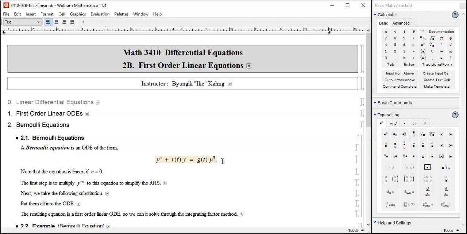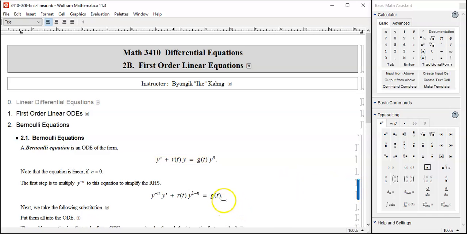How do you do that? The first step is to get the standard form first, okay? Once you get the standard form like this, and then divide by y to the nth power, you're going to get this. So nothing here on the right-hand side, and then we have y to the negative nth power times y prime here, and then y to the 1 minus nth power there.